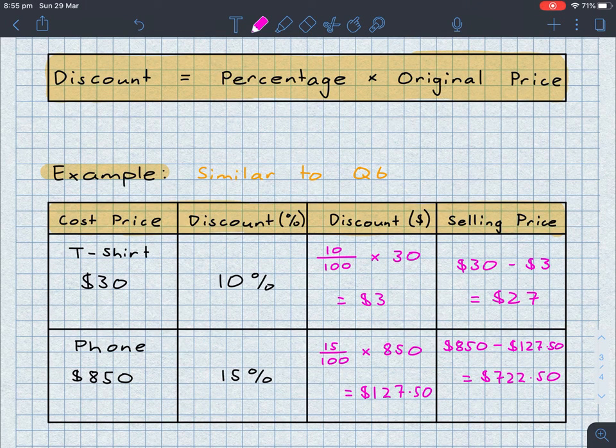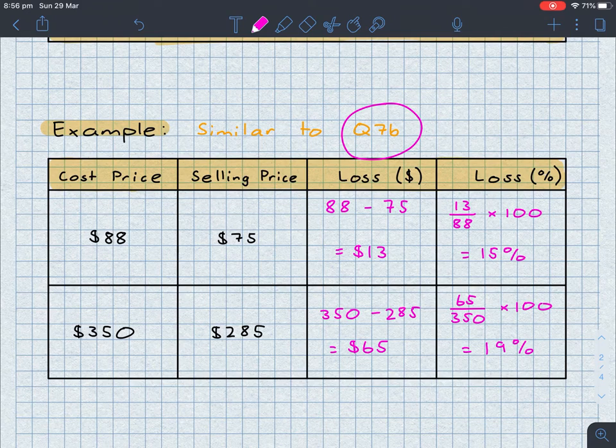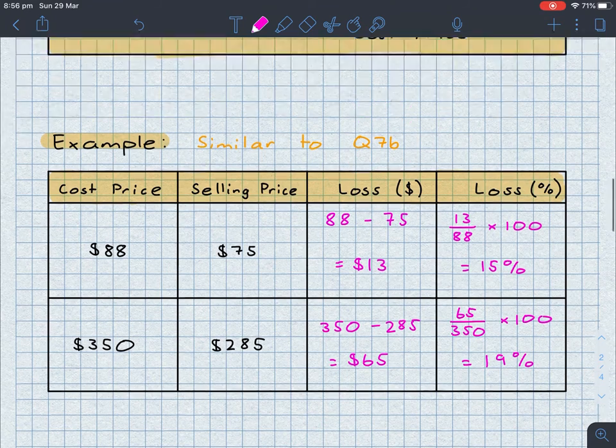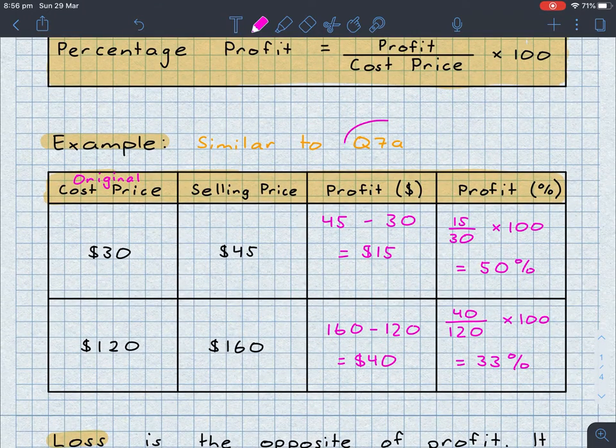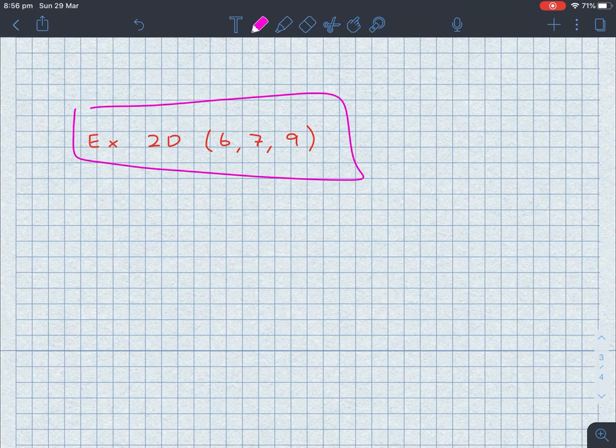So I've done an example very similar to the questions that you're going to do. You'll notice in the notes that I've written the discount table is very similar to what you're going to do in question 6. The loss table is very similar to what you're going to do in question 7b. And the profit table is similar to what you're going to do in 7a. So those questions that you're going to go through are 2D, question 6, question 7, and then question 9 is exactly the same. They just don't give you the table. So if you would like to draw up a table for question 9, you are more than welcome to.